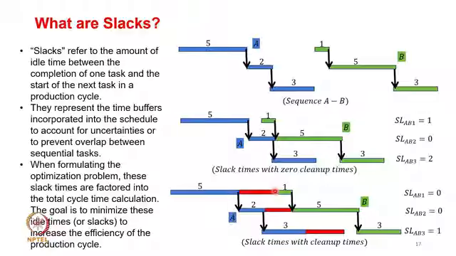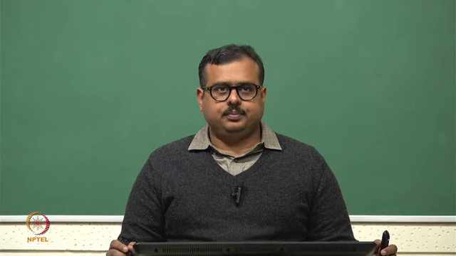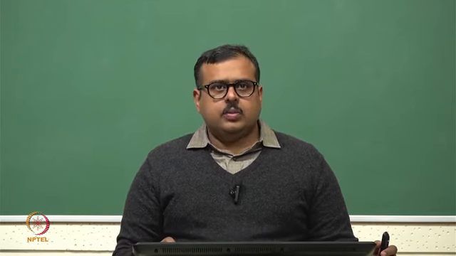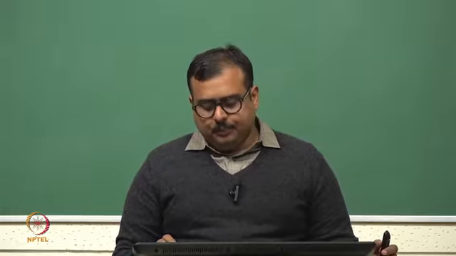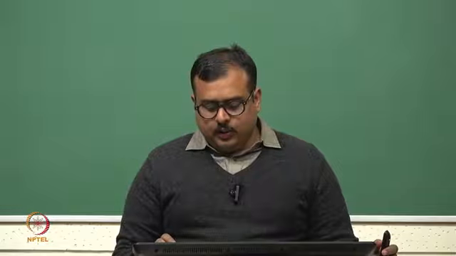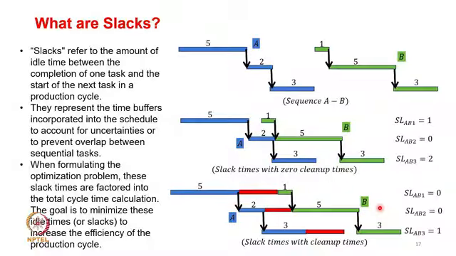So, the key thing that you need to keep in mind is that when we formulate the optimization problem, this slack time has to be factored into the total cycle time calculation. So, the goal over here is to minimize this idle time, or slack, so that we increase the production efficiency. Ideally, we don't want any equipment to stay idle for a long time. Since we don't want idle time, we just keep them active.